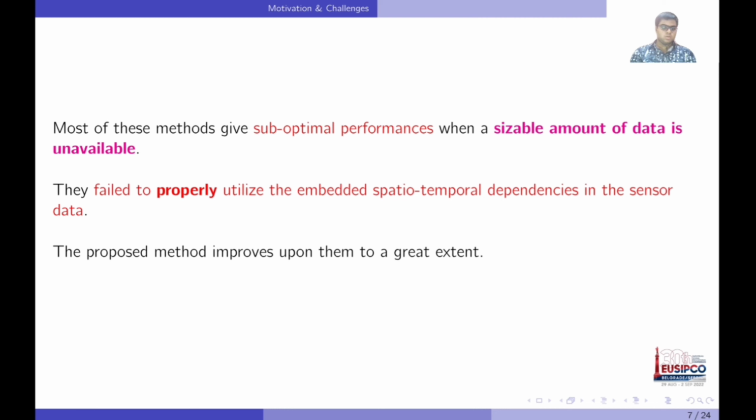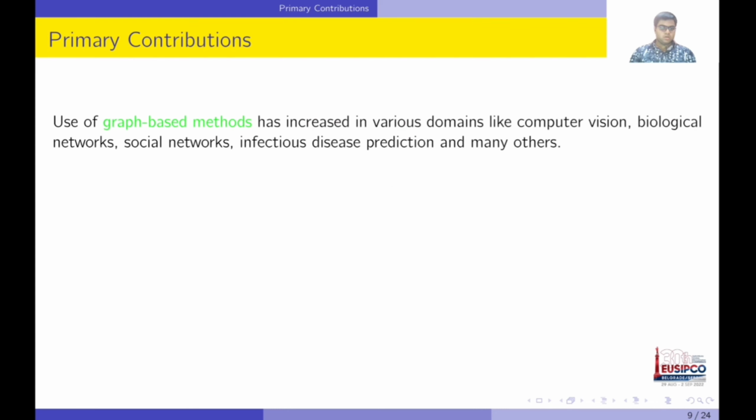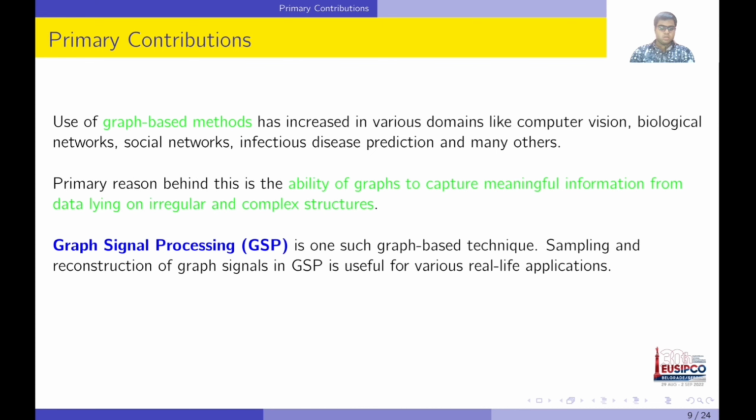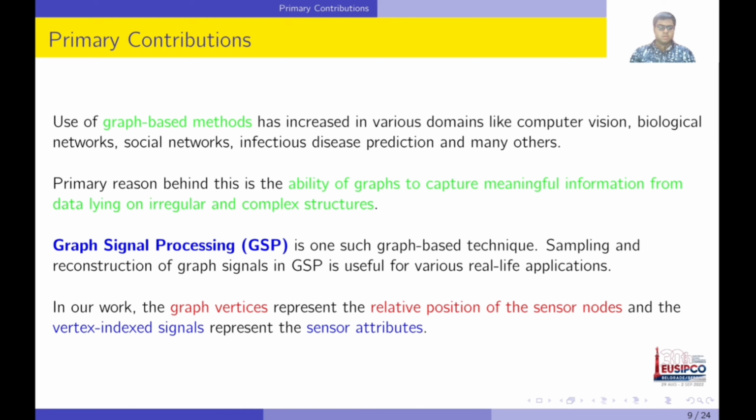Before moving on to our work, let us discuss the primary contributions of our paper. In recent years, we have seen a widespread application of graph-based methods in various domains like computer vision, biological and social networks, infectious disease prediction, and many others. The primary reason behind their widespread application is the ability of graphs to capture meaningful information from data lying on irregular and complex structures. Graph signal processing is one such graph-based technique. In graph signal processing, sampling and reconstruction of graph signals plays a vital role in various real-life applications. In our work, the graph vertices represent the relative positions of the sensor nodes, and the vertex index signals represent the sensor attributes.